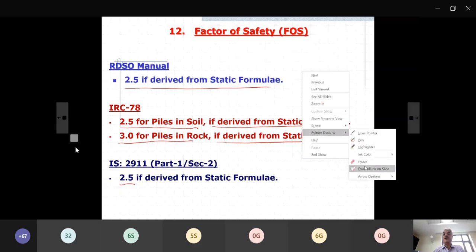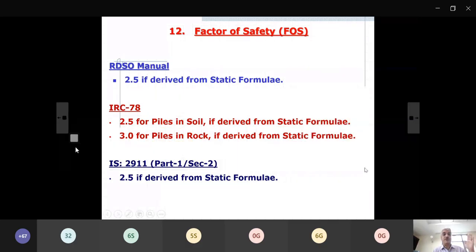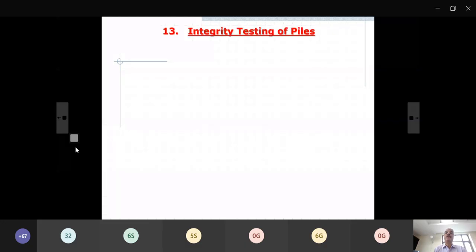So whatever is your ultimate load carrying capacity from your static formula, divide by this, and that will be the safe load carrying capacity of your pile. Okay, this is also okay.